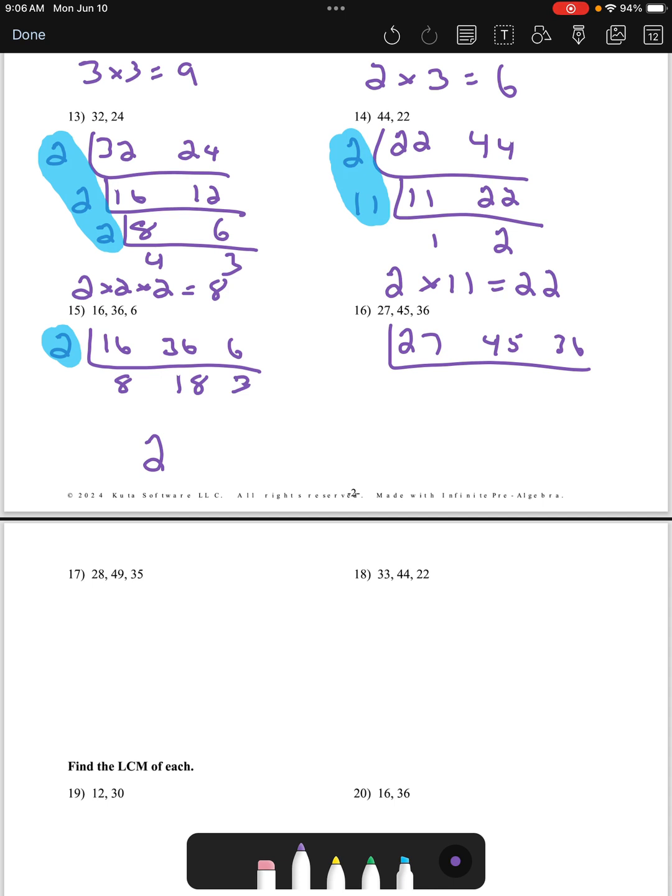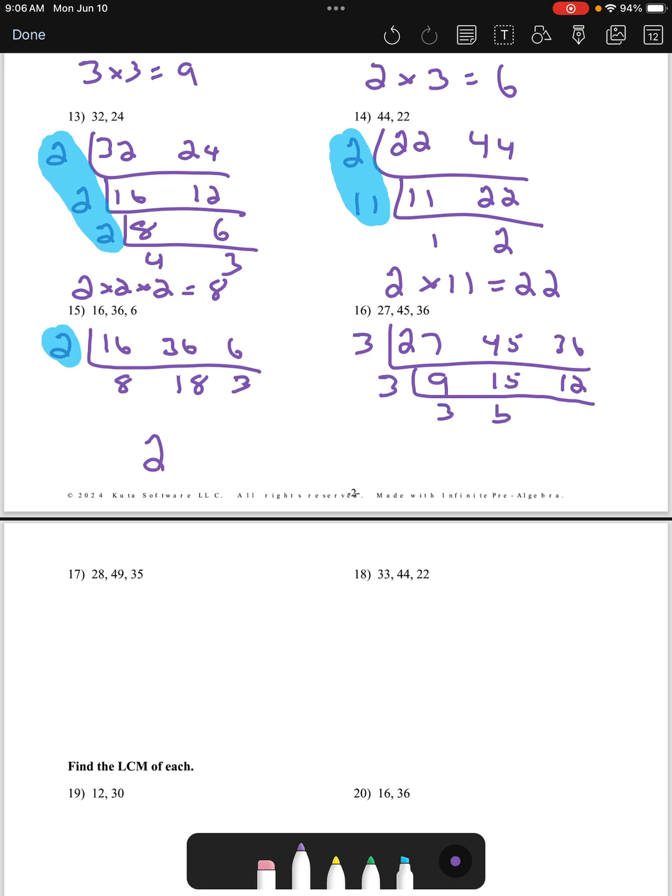27, 45, and 36. Will they all divide by 2? No. Only 36 would. Will they all divide by 3? Yes. 27 divided by 3 is 9. 45 divided by 3 is 15. And 36 divided by 3 is 12.